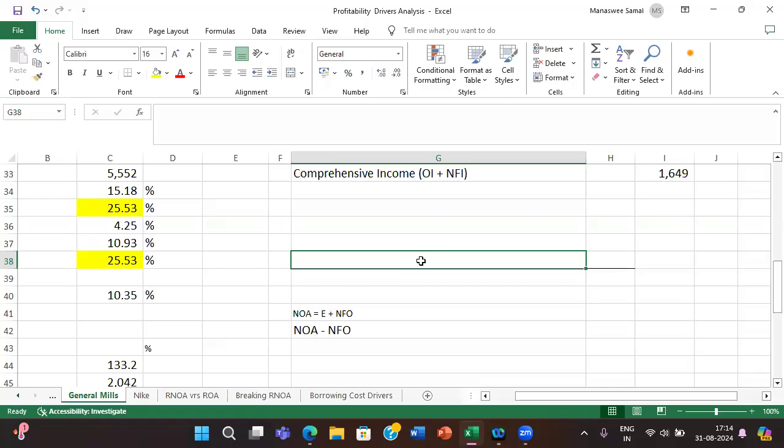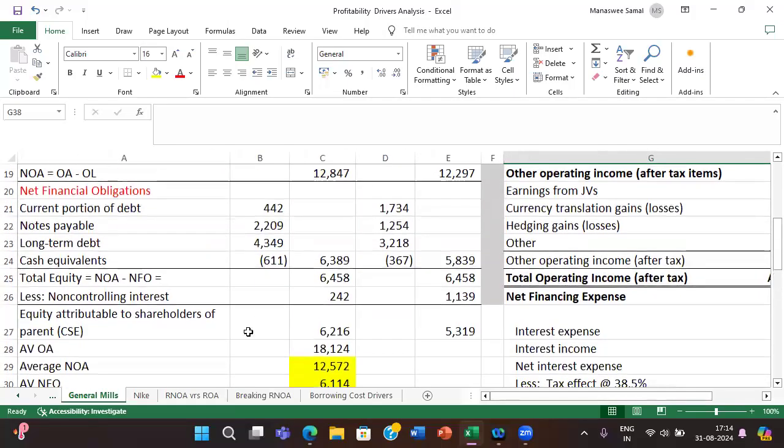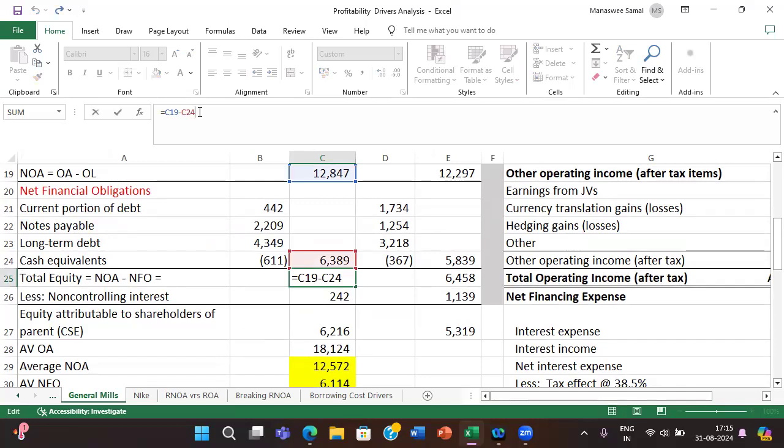Means the equity figure is not going to change. Similarly, under liability, if you don't have any item like dividend payable which you would like to reclassify as a component of equity, then obviously the equity figure will change. But General Mills doesn't have any such item in the balance sheet. So we have a very simple case, that is NOA minus NFO is equal to total equity. You can see that this figure is nothing but the NOA figure 12,847 minus 6,389. That takes care of our equity.